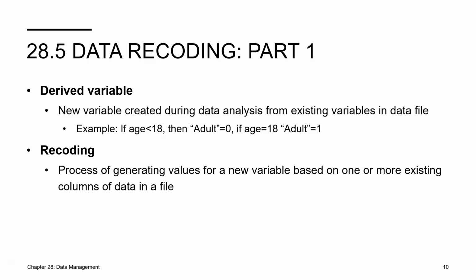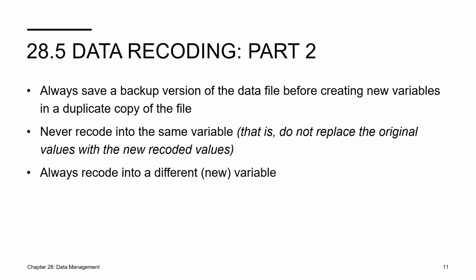Now, not only do you derive variables, but you can recode them, and this is generating values for a new variable based on one or more existing columns in the data file. So in a sense, a derived variable is a recoded variable, but here you're taking more than just that one response. You always want to have a backup version of your data file before creating new variables in a new version. And one thing that's very important to do is to never recode the same variable into the same name. So you always want to come up with a new name for the recoded variable.